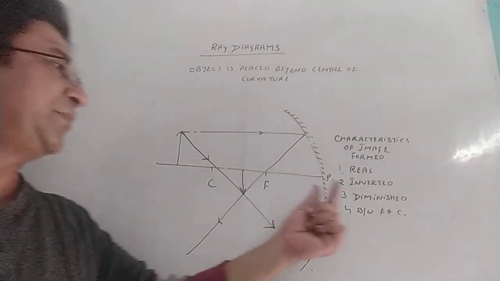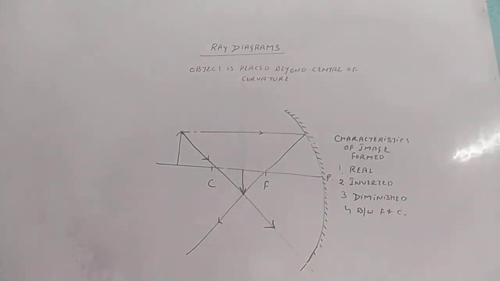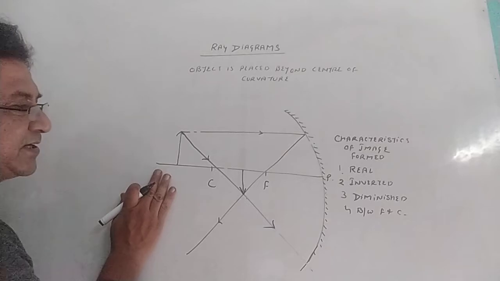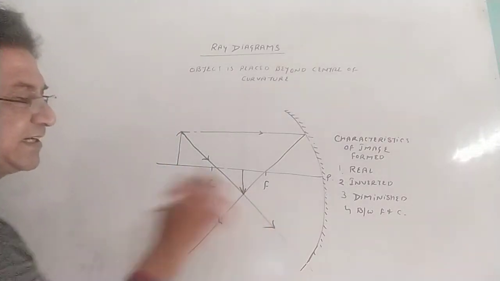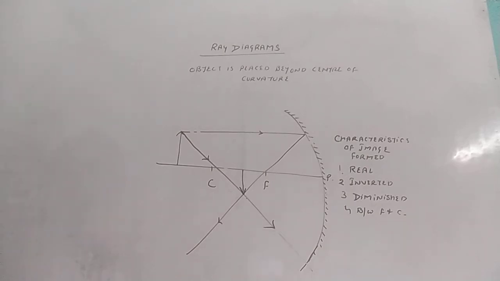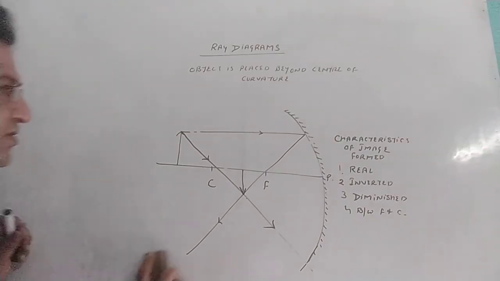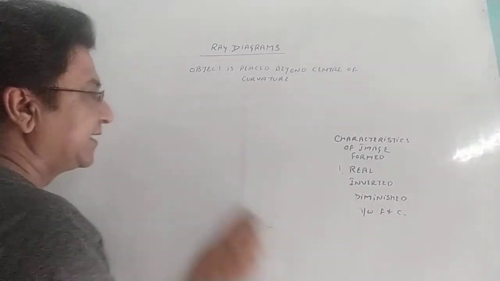You see, when we placed the object between focus and center of curvature, the image formed was beyond center of curvature. When the object was beyond center of curvature, the image formed is between C and F. The same thing is repeated in reverse direction. So this is the fifth. Let's talk about the 6th ray diagram on concave mirror.